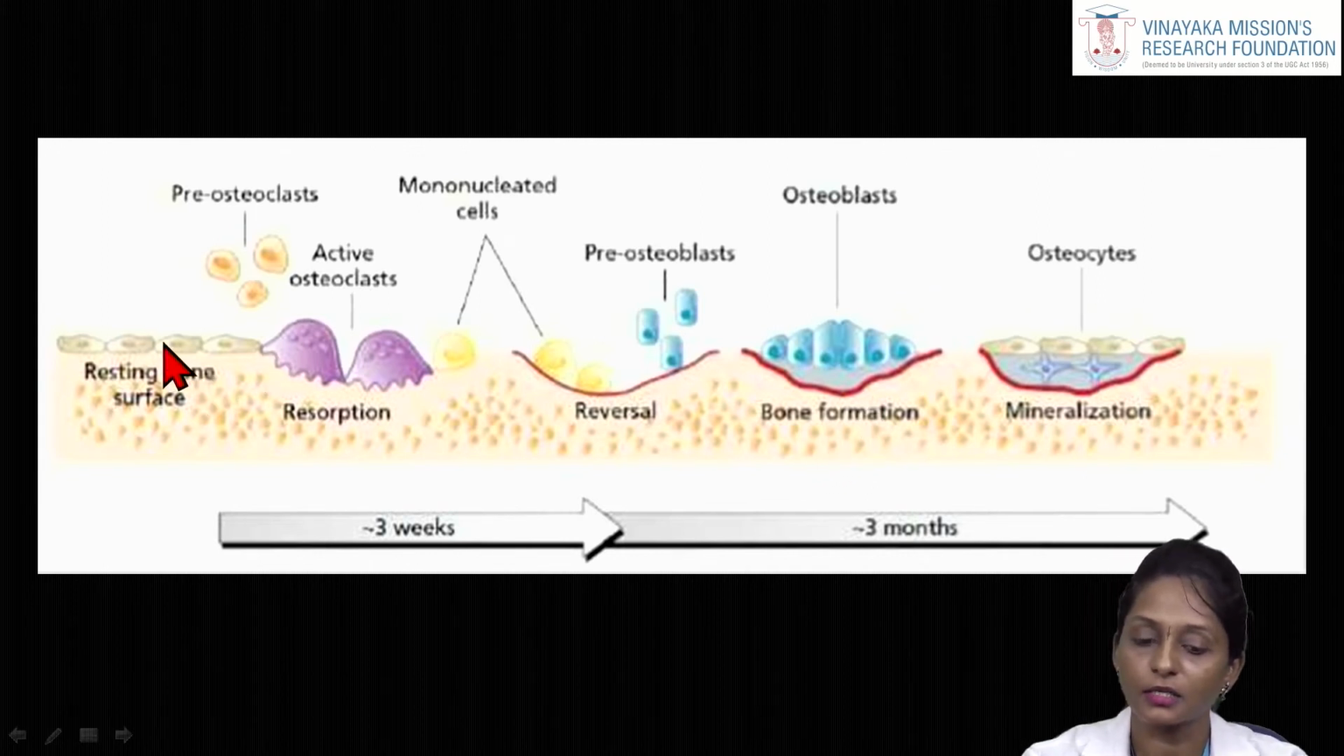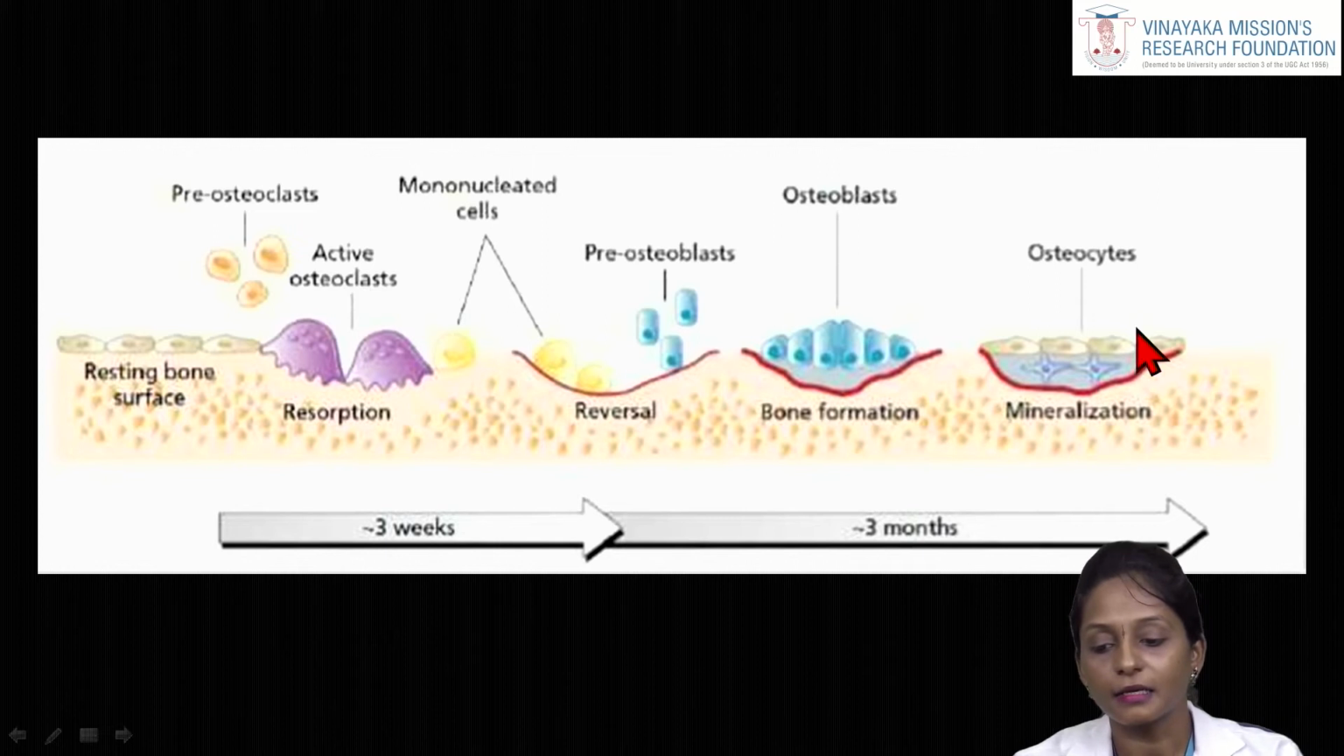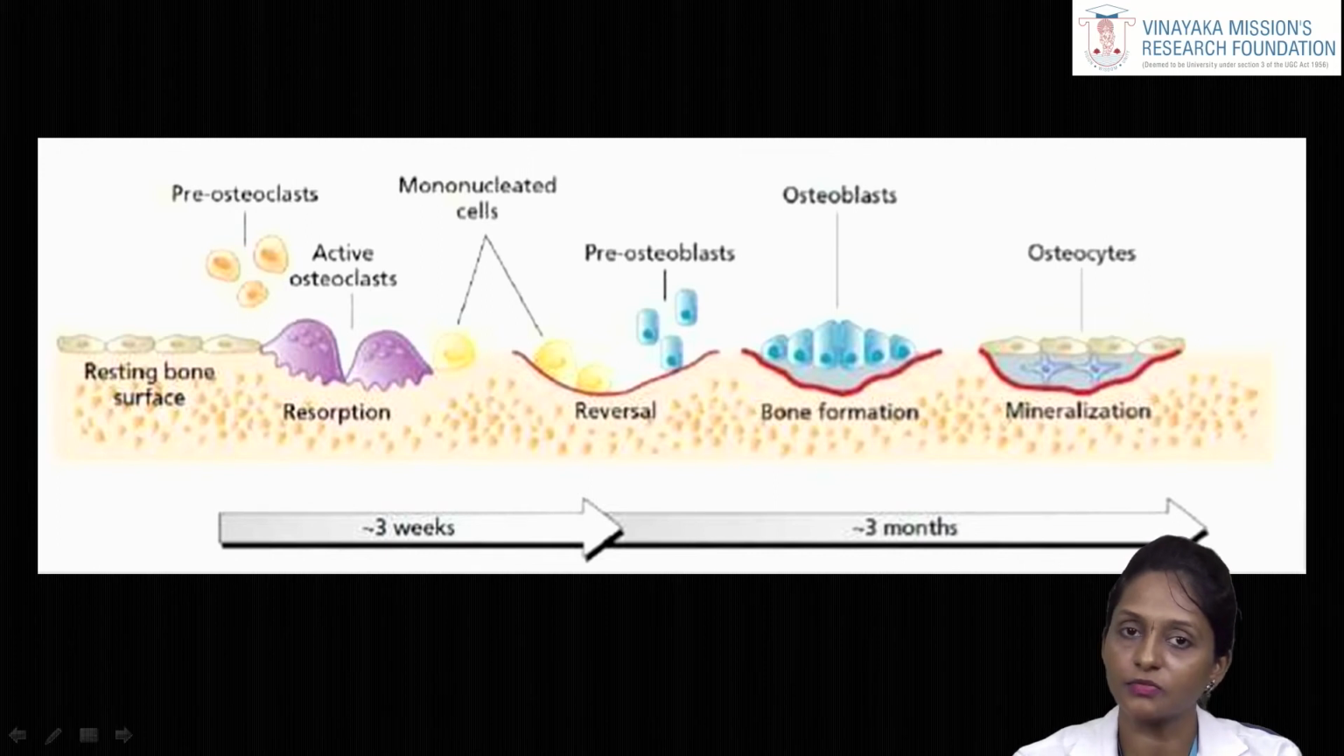So what does this osteoclast do? The osteoclast resorbs the bone surface, whereas the osteoblast gets attached to the resorbed area and helps in the bone formation. Then come your osteocytes, which finally get adhered to the newly formed bone surface and help in the maturation of the formed bone. Okay. So all this happens within 3 months.